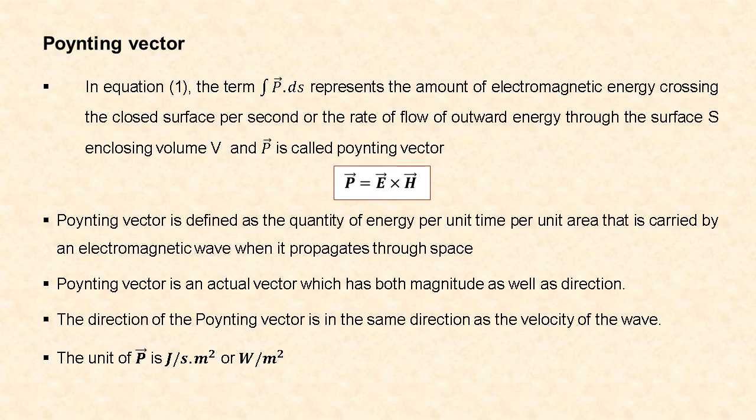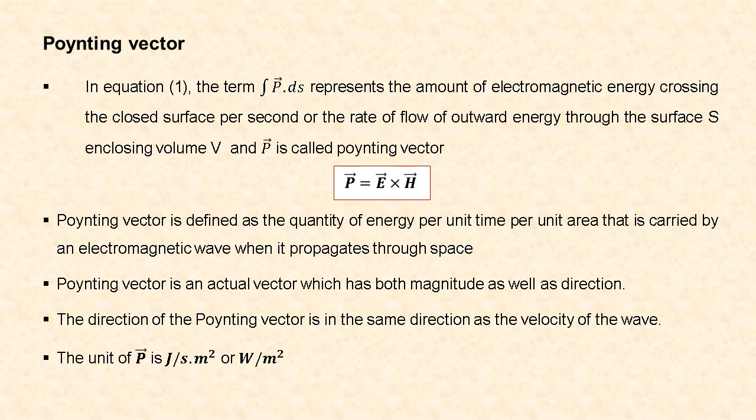This Poynting vector can also be defined as the quantity of energy per unit time per unit area that is carried by an electromagnetic wave when it propagates through space. Energy per unit time is nothing but power, so it can also be defined as the quantity of power per unit area carried by an electromagnetic wave when it propagates through space.